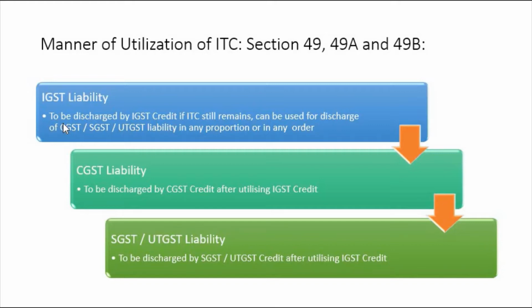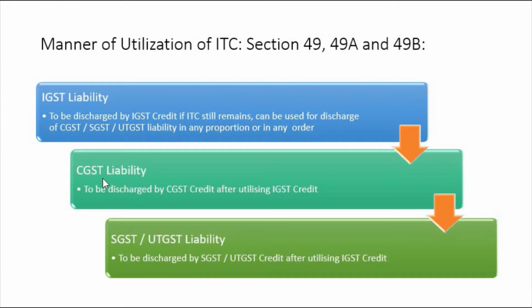IGST liability is first to be discharged by IGST credit. If ITC still remains, it can be used for discharge of CGST or SGST or UTGST liability in any proportion or in any order. There is no proper format given here. It means IGST liability you first have to pay with IGST credit. If IGST credit still remains, then use it for CGST or SGST. If it still remains, then keep it in your electronic credit ledger.